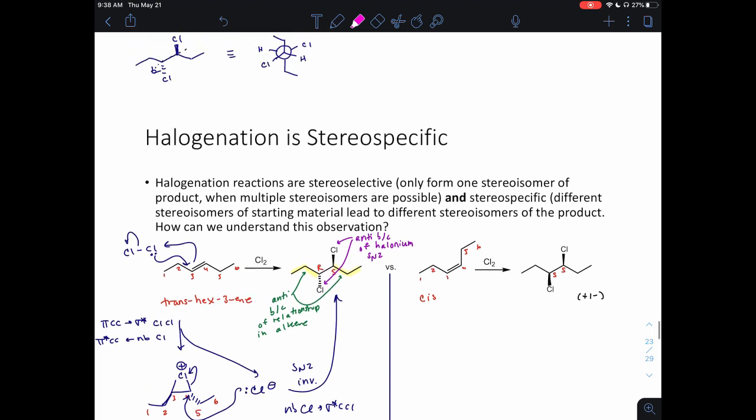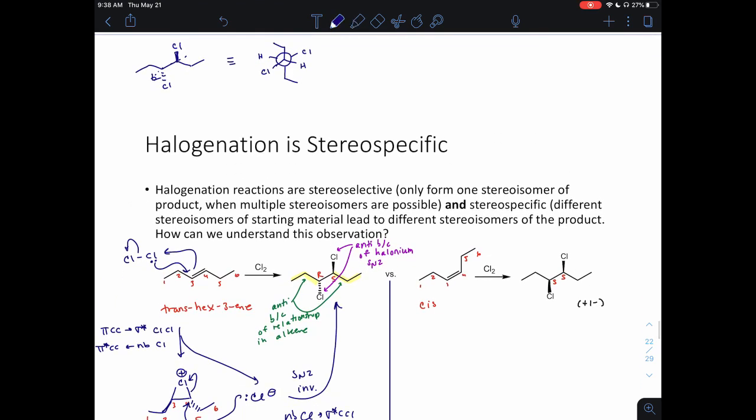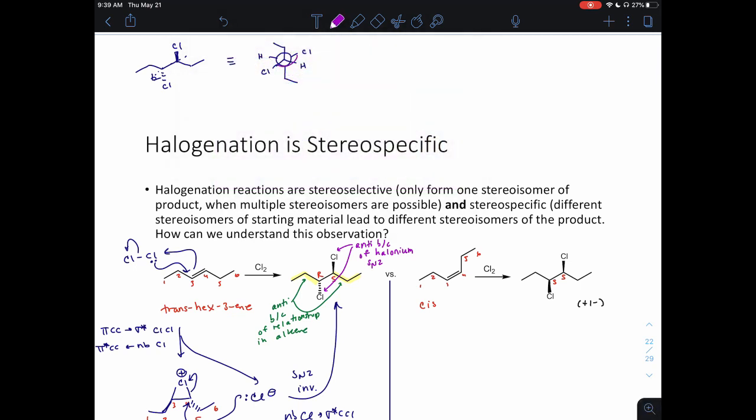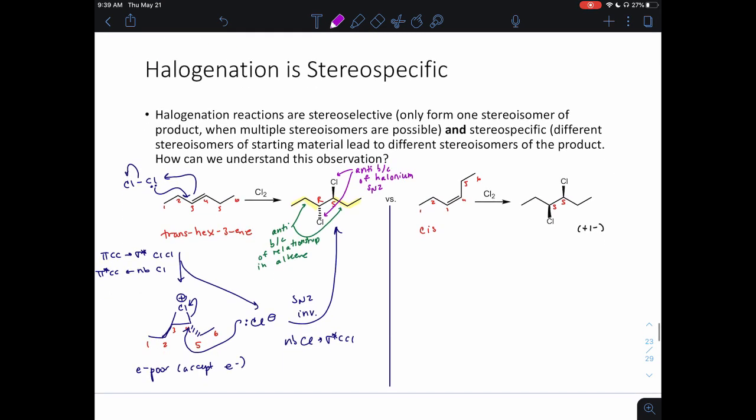Just to be clear by what I mean by anti, since it's been a while since we've talked about it, I have taken this product, the RS product, and I've drawn it in a Newman projection by looking down this bond. We can see that the chlorine groups are anti. That is because of the SN2 with inversion on the chloronium ion.